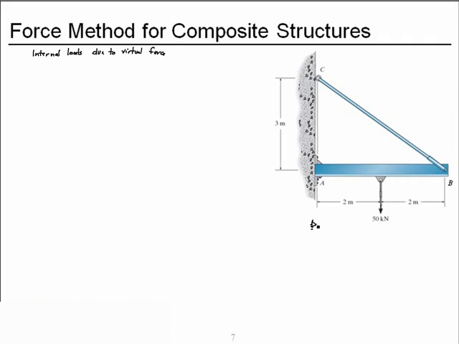Remember, our primary structure is cut at the tie rod. We have the beam. We have regions labeled X1 and X2. Our virtual force is applied at the cut so that we can predict the displacement at this point of the two ends at the cut.